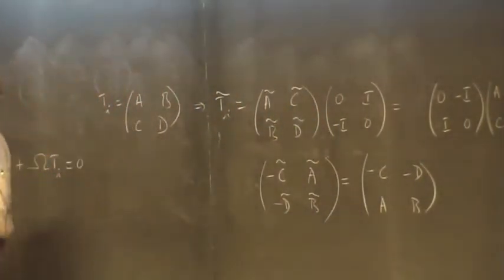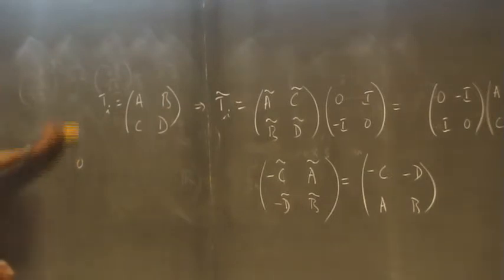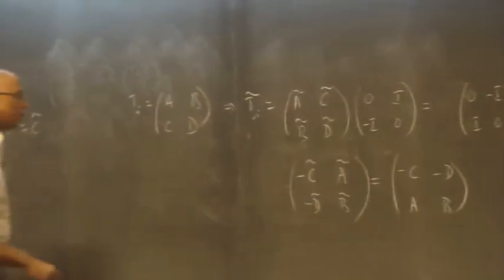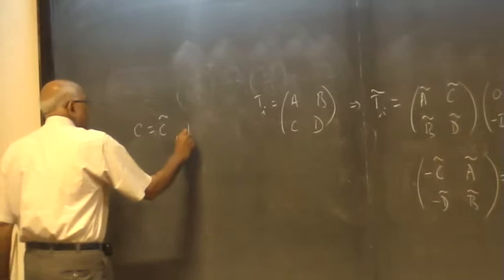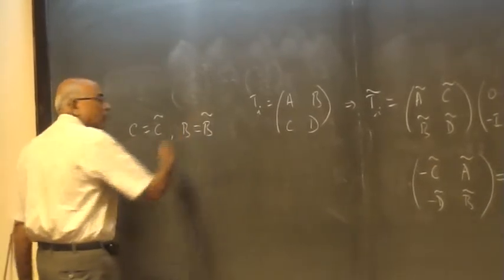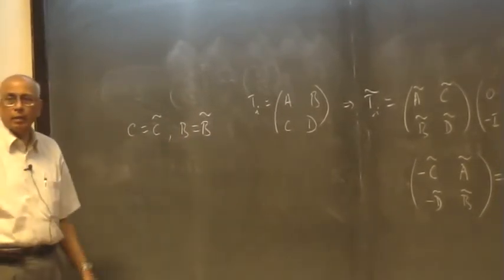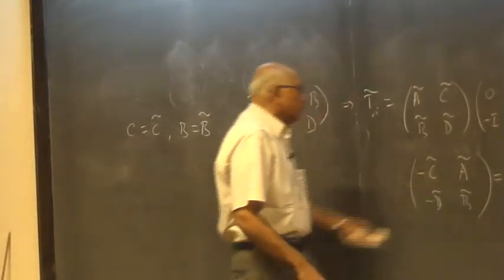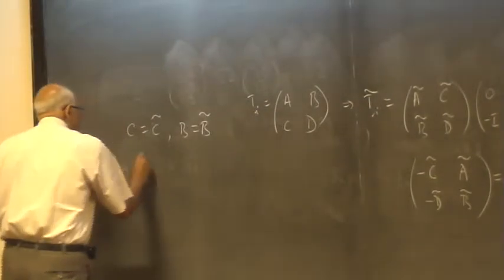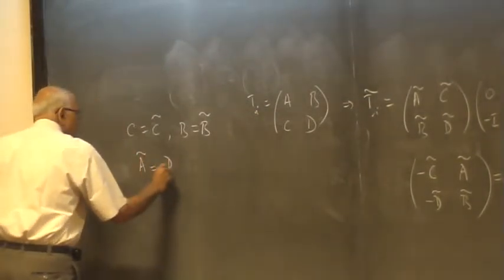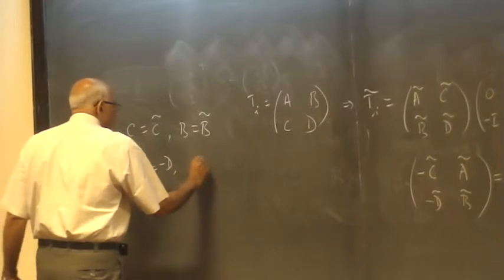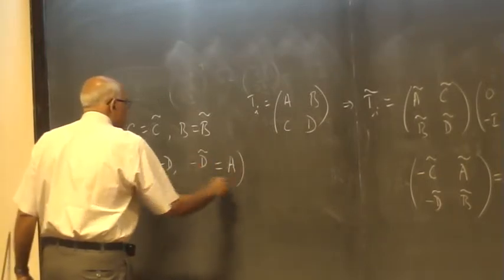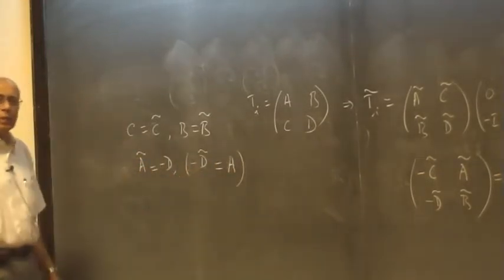So whatever be the generator, every one of the generators must satisfy this condition, which at once tells you that C must be equal to C tilde right away, and B must be equal to B tilde. In other words, they must be symmetric n by n matrices. And the other conditions tell you that A tilde is equal to minus D. And the conjugate of that, which is minus B tilde equal to A, which follows from this relation.